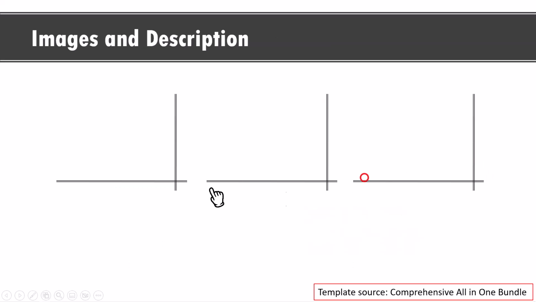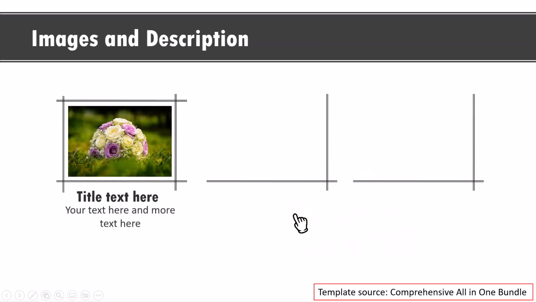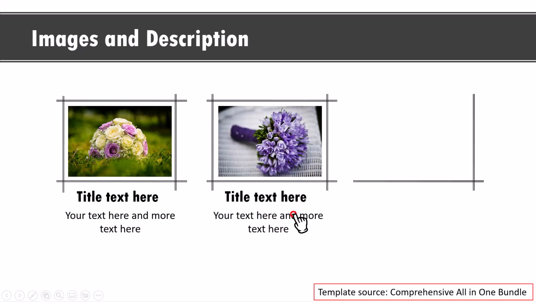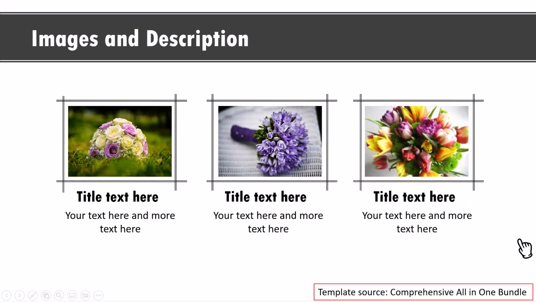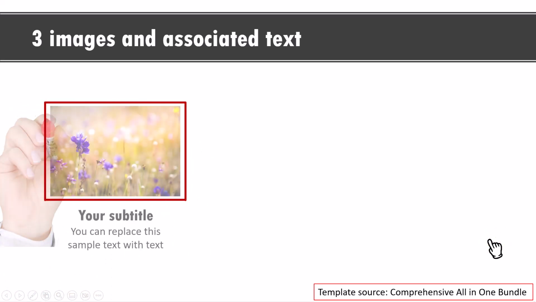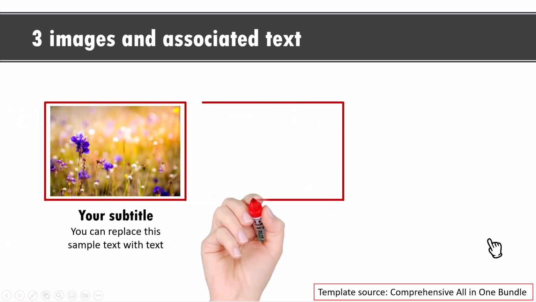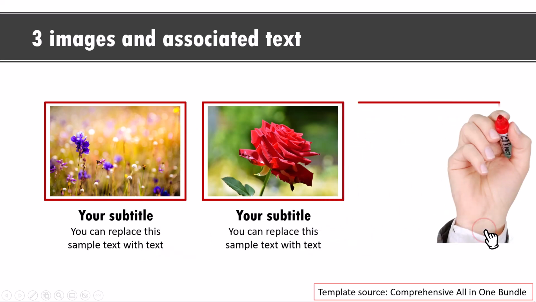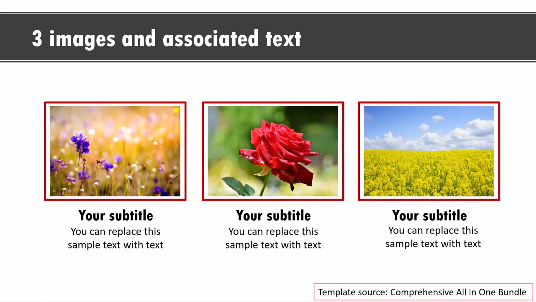Another example is we have 3 images and they are showcased like this in a very interesting way. Of course, you can add any explanation you want here. Another example is this, where we have 3 images drawn with a hand like this. So there is a very dramatic reveal to the various images and their explanation.